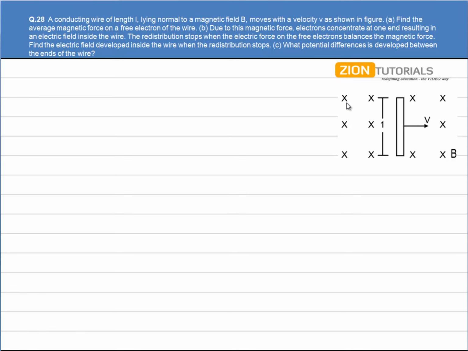A conducting wire of length L lying normal to the magnetic field moves with a velocity v as shown in figure. Find the average magnetic force on a free electron of the wire.